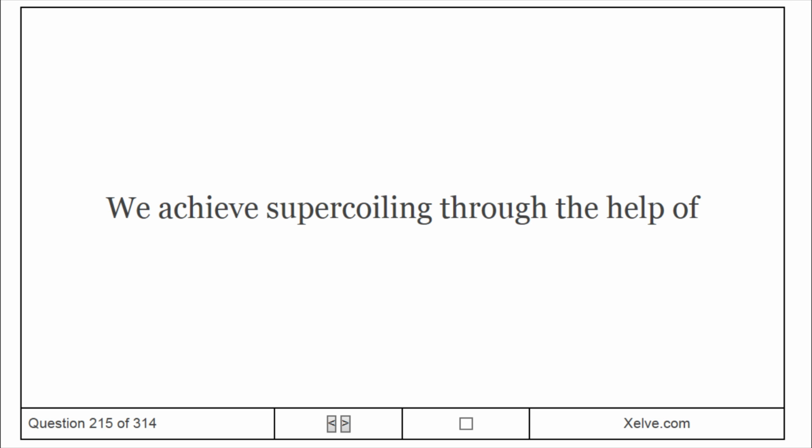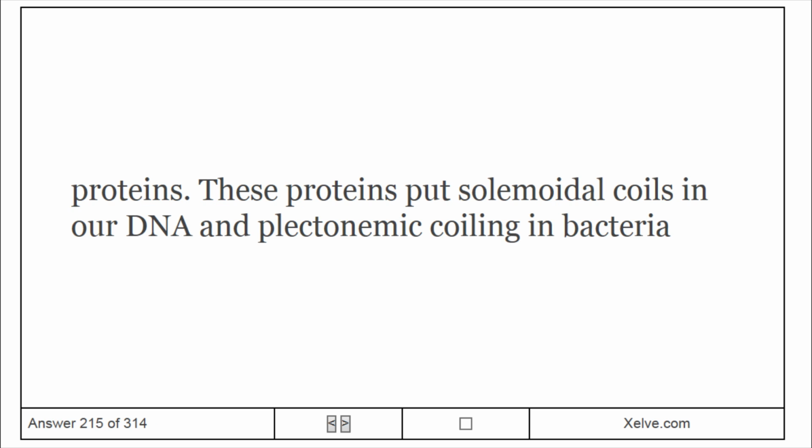We achieve supercoiling through the help of proteins. These proteins put solenoidal coils in our DNA and plectonemic coiling in bacteria.